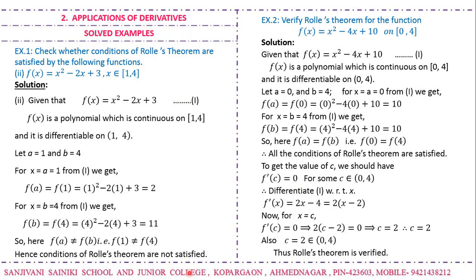Rolle's theorem satisfied is one concept and Rolle's theorem verified is another concept. In the first case, we have just checked the three conditions of Rolle's theorem, whether they are satisfied or not. Here in this case, after checking that Rolle's theorem is satisfied, we have also found the value of C. So we have shown the existence of C in the given interval. So Rolle's theorem is verified.